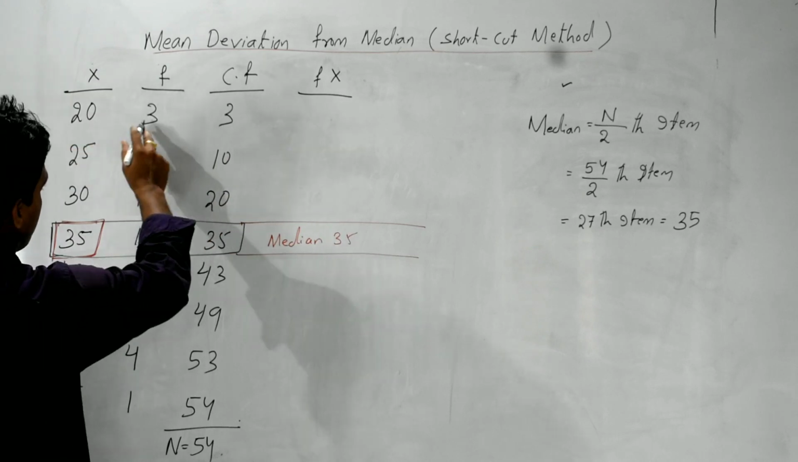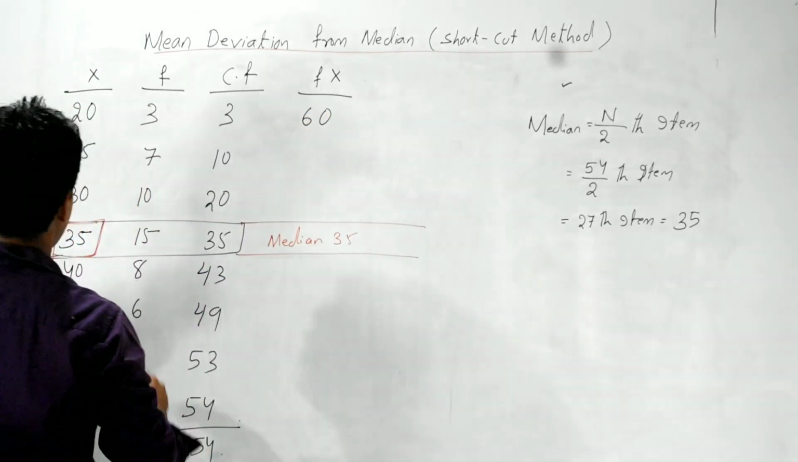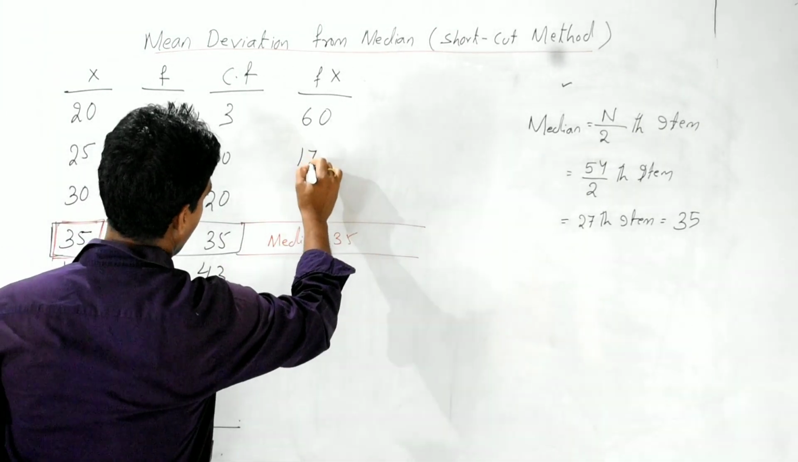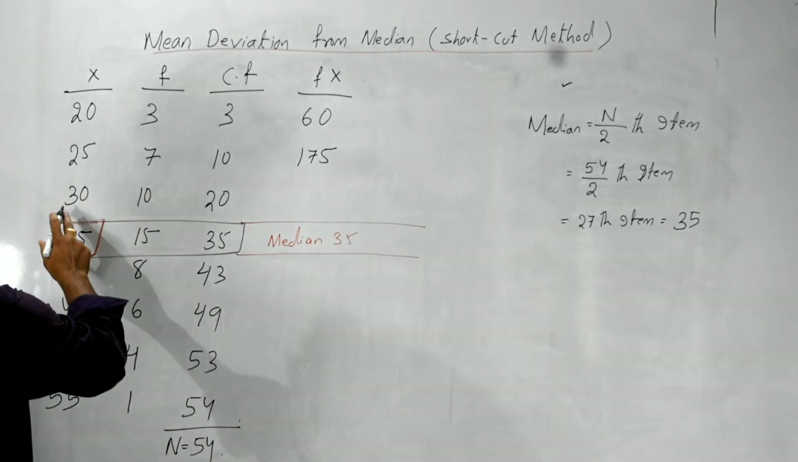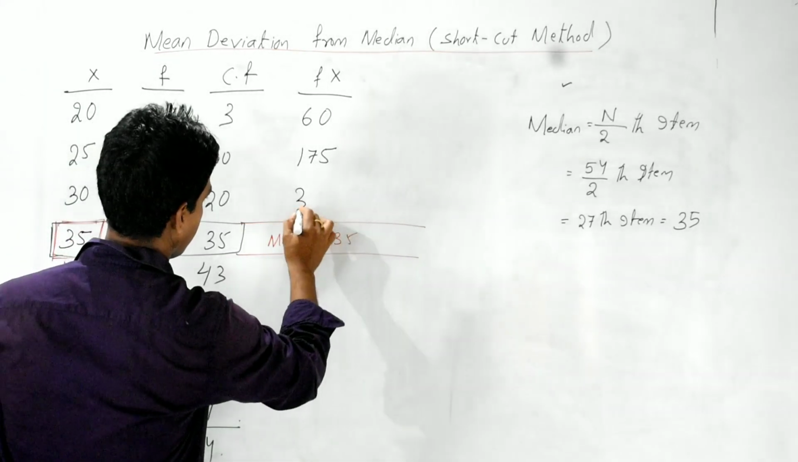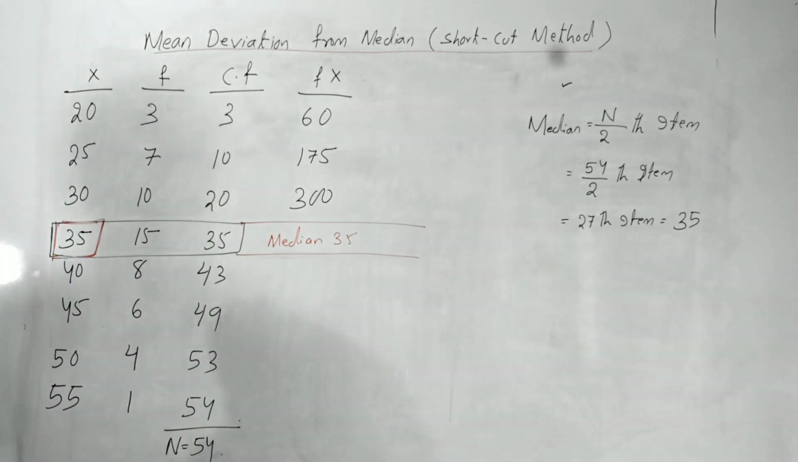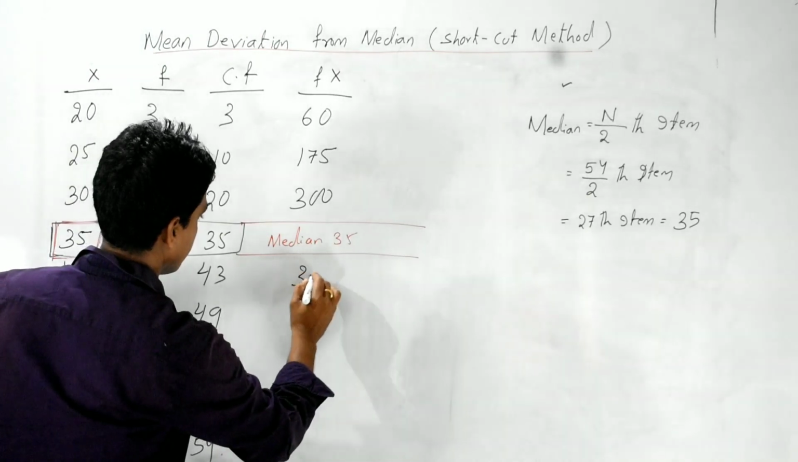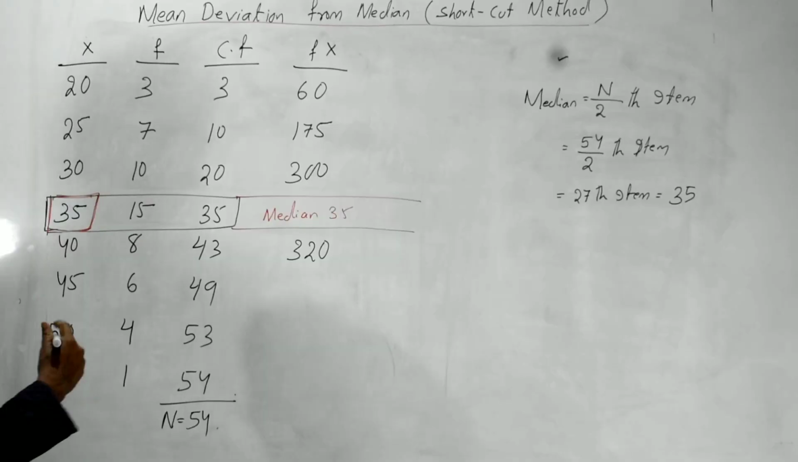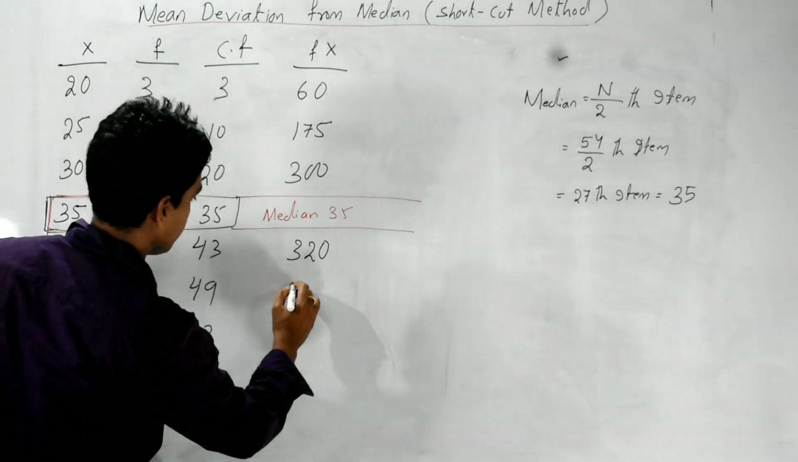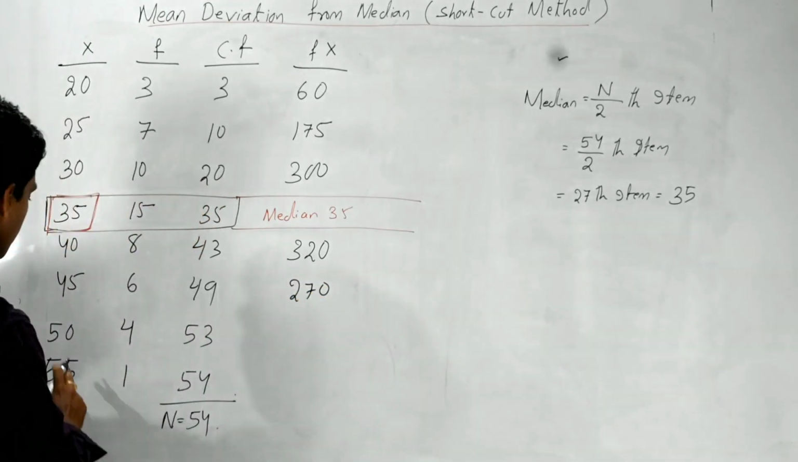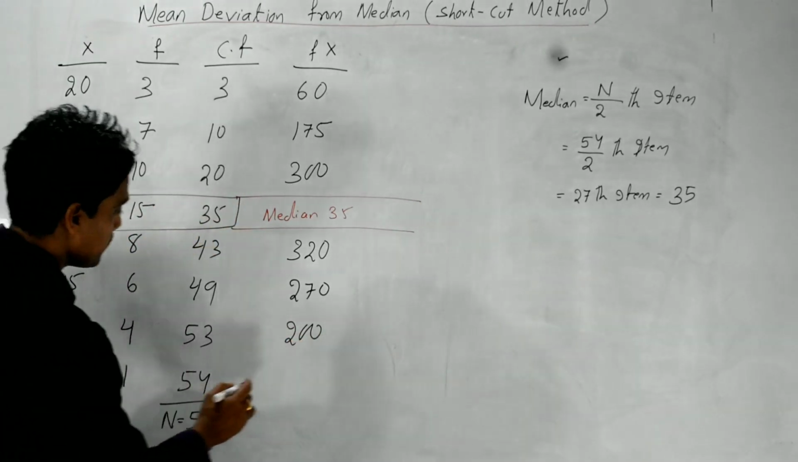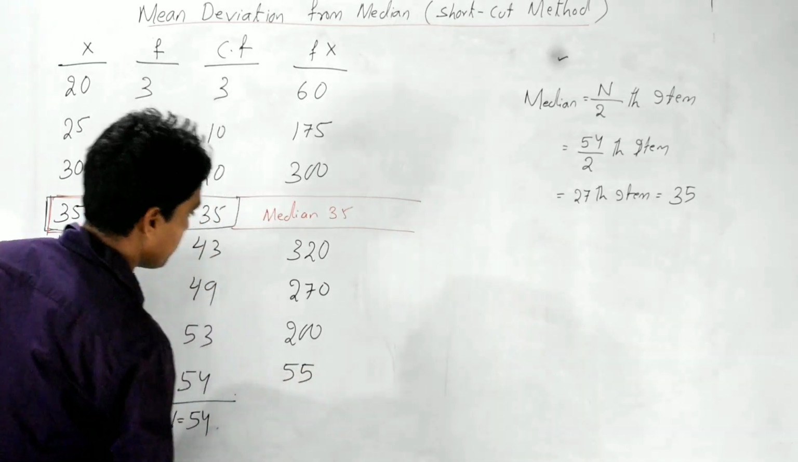So fx should be 20 into 3, 60, 25 into 7, 175, 30 into 10 equals 300. Again 40 into 8, 320, 45 into 6, 270, 50 into 4, 200, 55 into 1, 55.